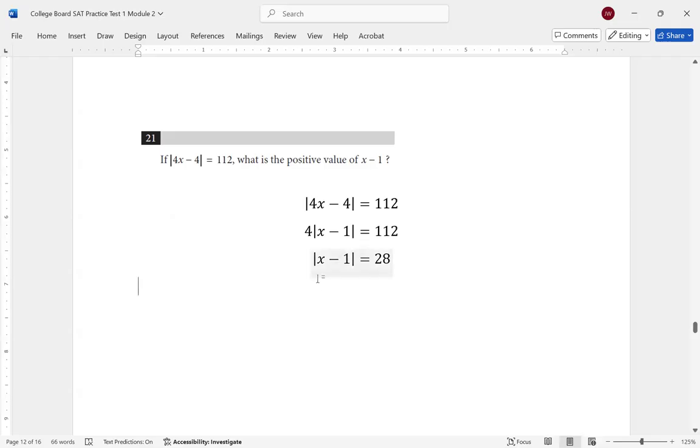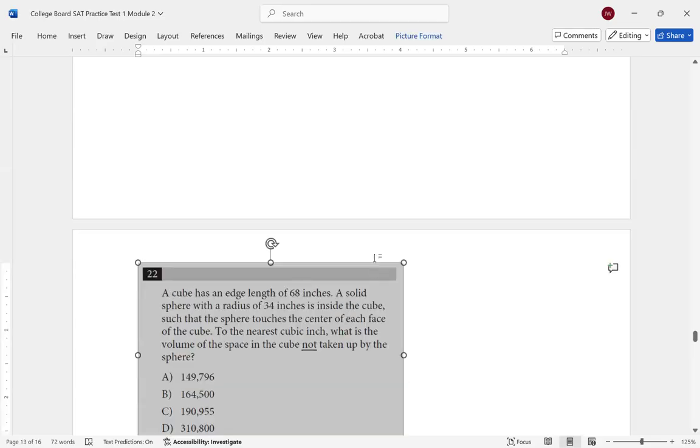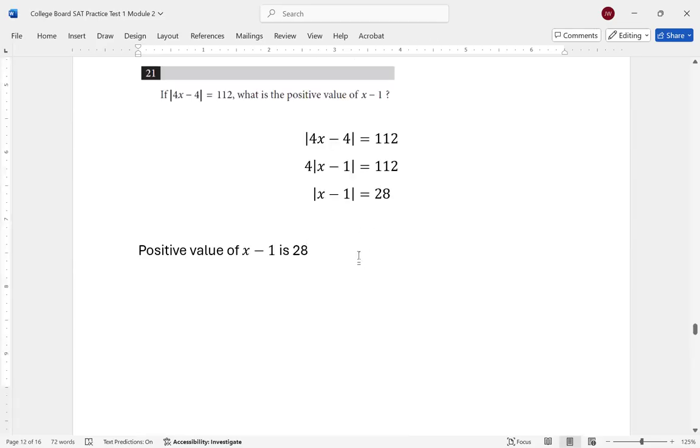Now, if we were to actually solve this, we'd say either the x minus 1 could be positive 28, or the x minus 1 could have been a negative 28. This is asking me just for the positive value of x minus 1. So the positive value is 28. That is the positive value of x minus 1. The negative value would have been x minus 1 is negative 28.